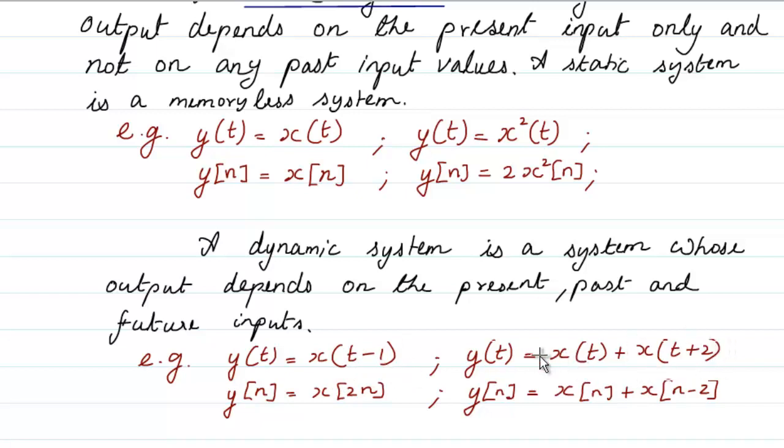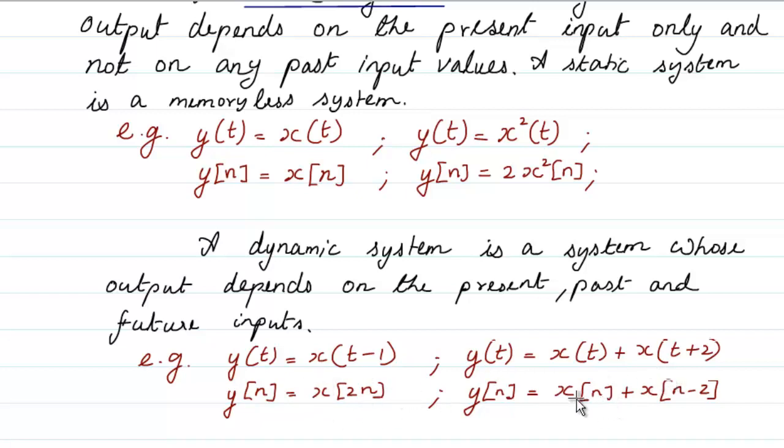Or look at the case here. y of t is x of t, that is the present input, but the second part of the equation is x of t plus 2. That means the present output depends on what the input is going to be after 2 seconds. You might be thinking, is there a system like that? Don't worry, if we have written an equation, we can define the system based on it, and we can say that the present output depends on the present input as well as a future input. So it cannot be called a static system, it is a dynamic system.